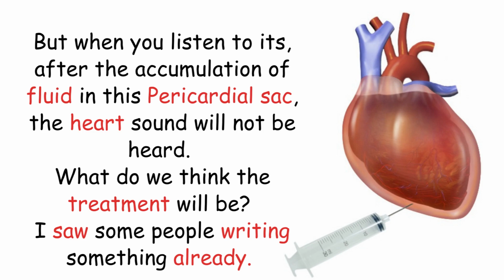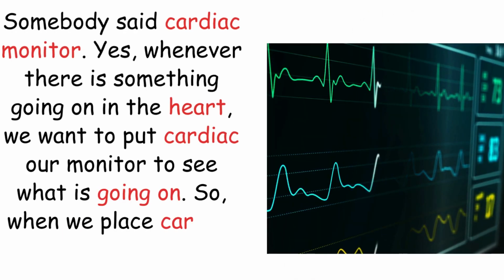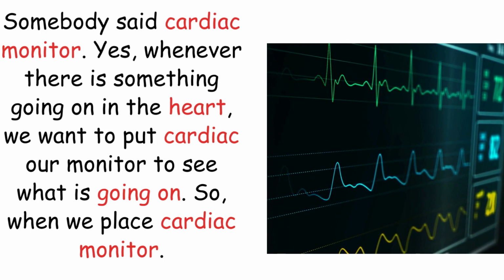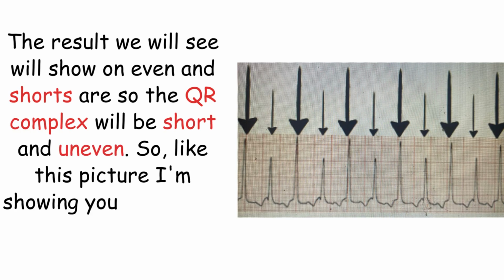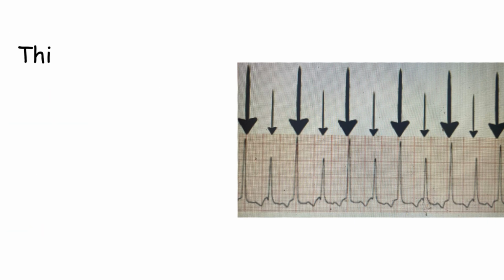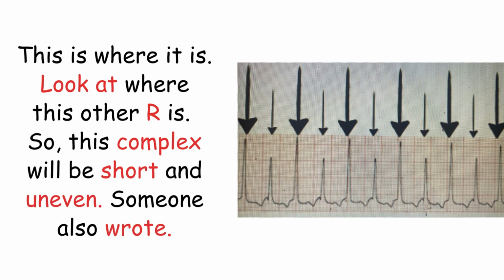What do we think the treatment will be? I saw some people writing something already. Somebody said cardiac monitor. Yes, whenever there is something going on in the heart, we want to put cardiac monitor to see what is going on. So when we place cardiac monitor, the result we will see will show uneven and short R. So the QRS complex will be short and uneven. So like this picture I'm showing you guys right here. Look at how this R is. This is where it is. Look at where this other R is. So this complex will be short and uneven.